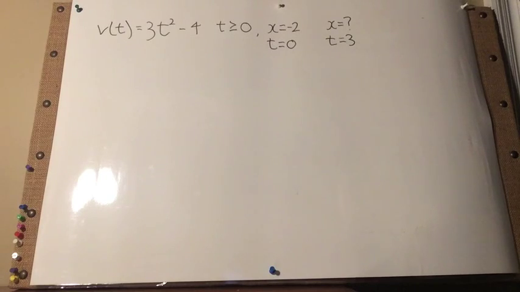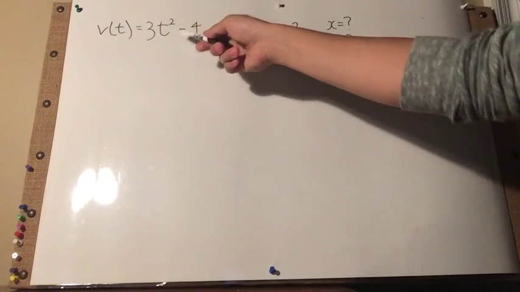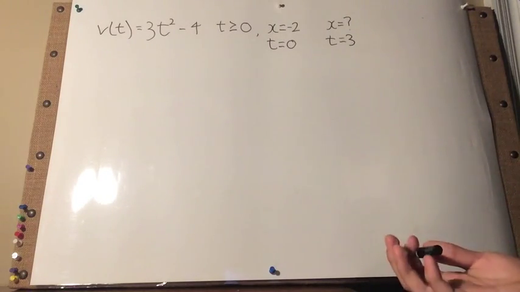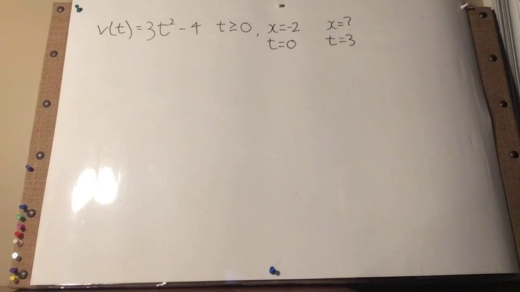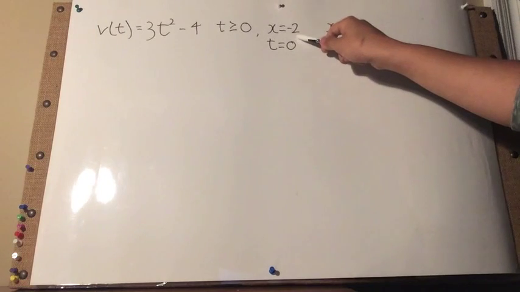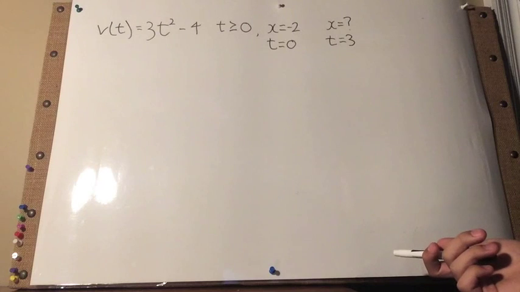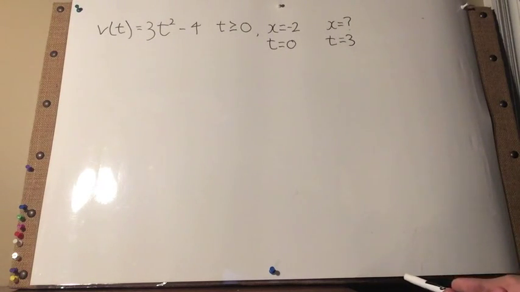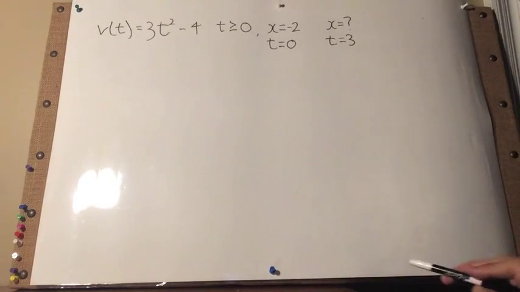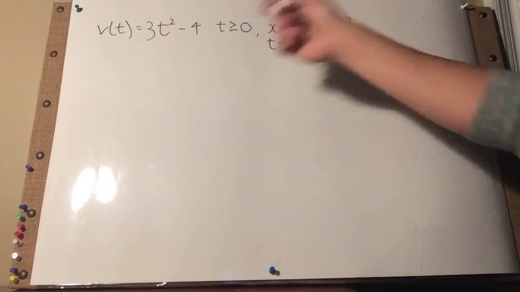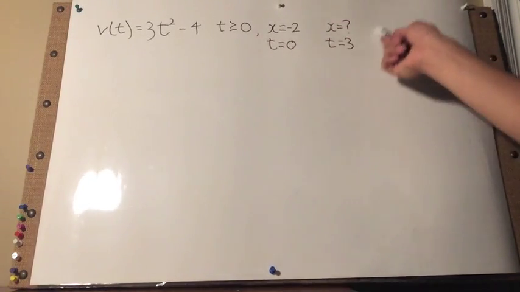So the equation for the velocity function is 3t squared minus 4. And time is always greater than or equal to 0 because you can never have a negative time. We're given a clue to how to solve the problem, and it's saying that the position x is -2 when time equals 0. The question is asking what the particle's position is going to be when time equals 3. So it's basically asking when t equals 3, what is x? So we have to solve for this question mark right over here.